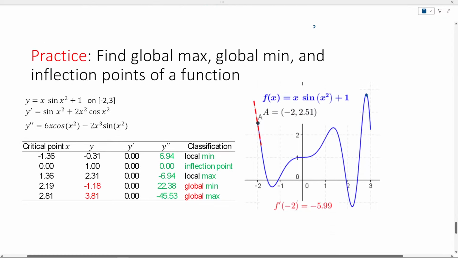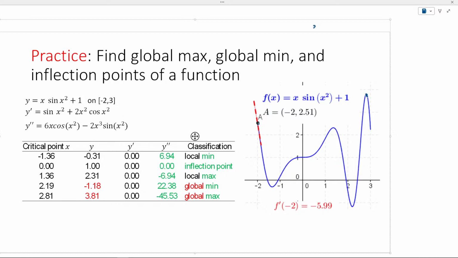Here, this is a practice problem. I will solve this in another video, like a tutorial video. Again, these tutorial videos are optional. You don't need to watch them. But here, I just want to show you, so this is my function.